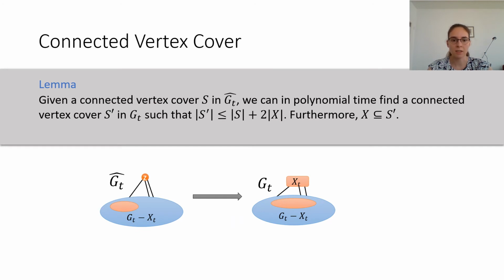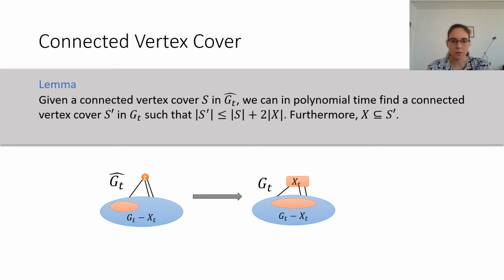So the lemma is as follows. If we have a connected vertex cover in G_t hat, then we can efficiently find a connected vertex cover in the graph where we expand this vertex z into the whole set X_t. And one can do that in such a way that the size of this vertex cover only increases by at most twice the size of X.